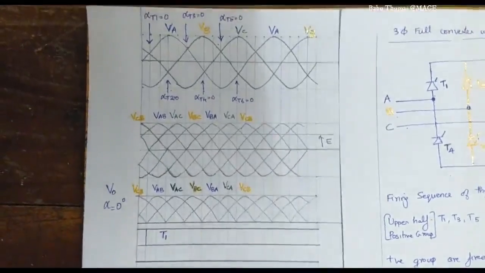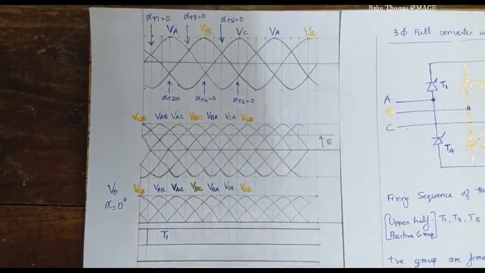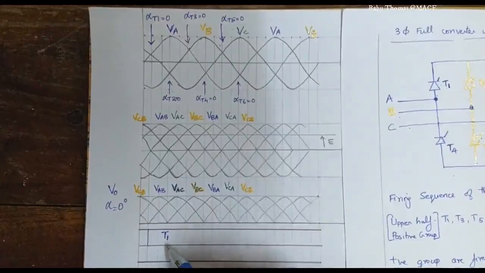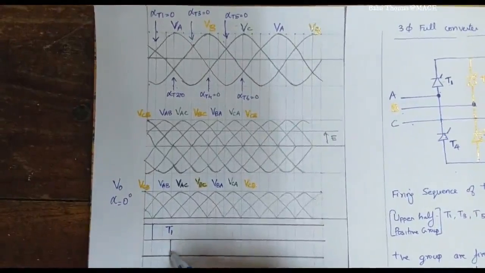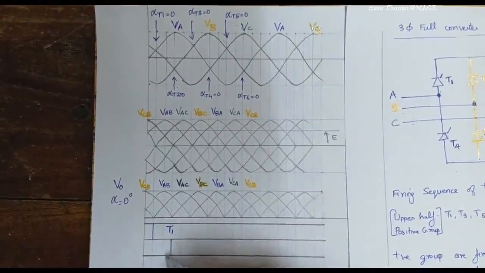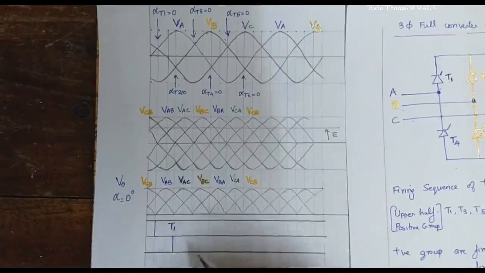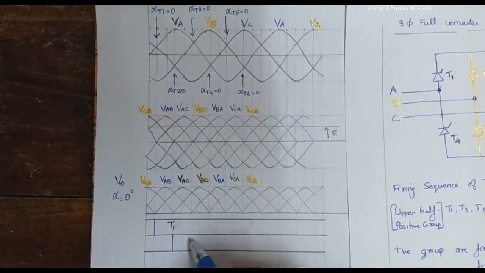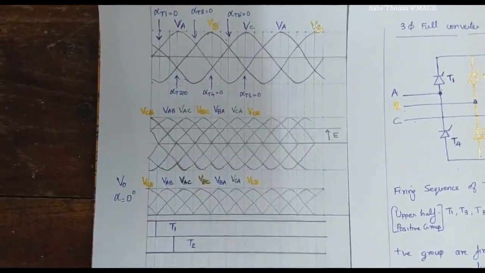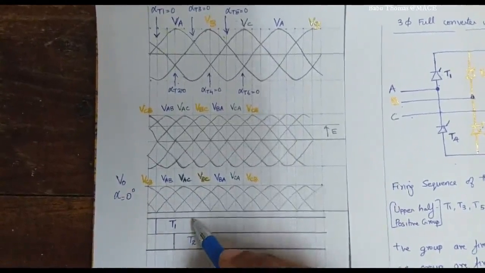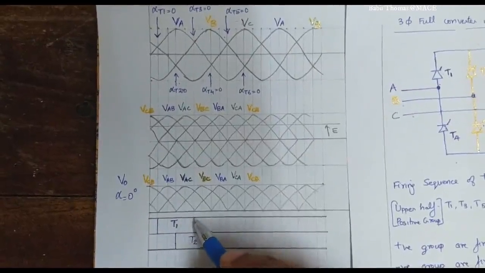Once thyristor T1 is fired from the positive group, from the negative group the next thyristor is to be fired 60 degrees after the instant the positive group is fired. So after 30 plus 60 degrees you have to fire the thyristor T2, and the upper half thyristor will be conducting for 120 degrees, so 30, 60, 90 and 120.